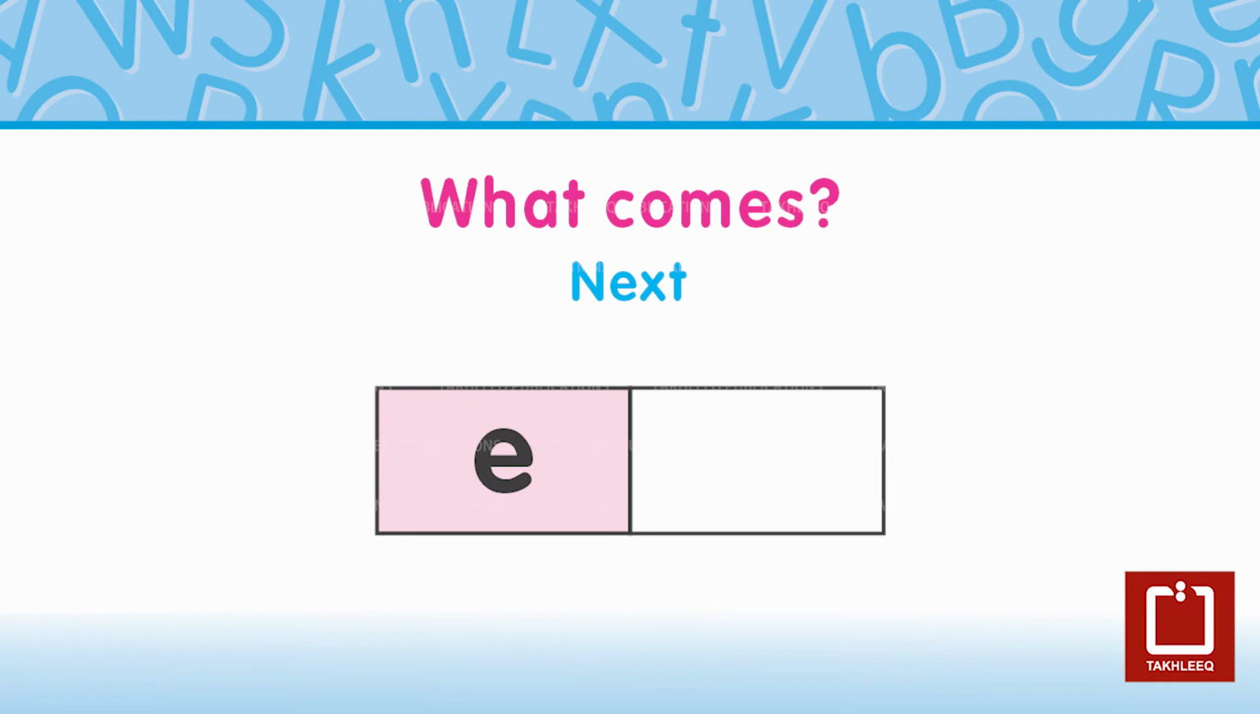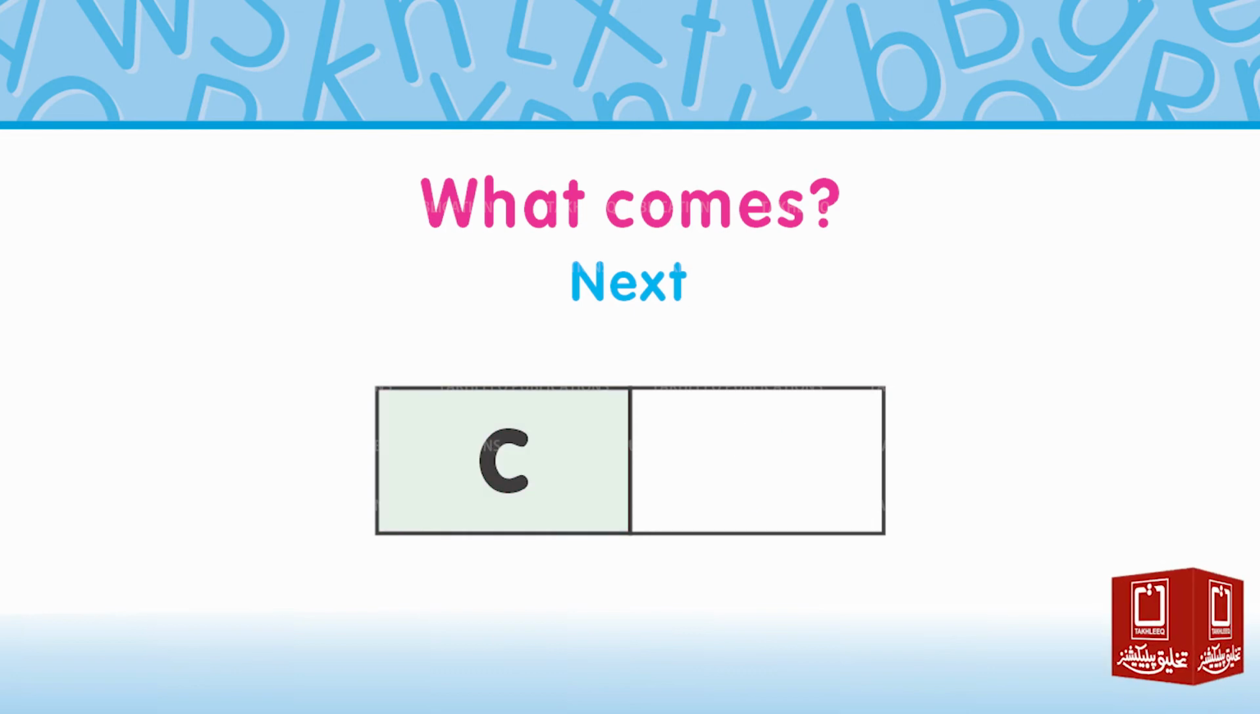Here we see the small letter E. First we say E, then F. E, F. F comes next to E. So we write here F.